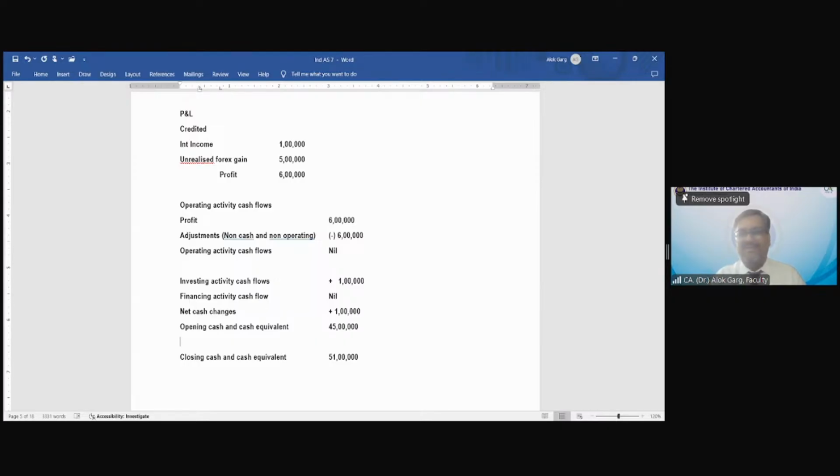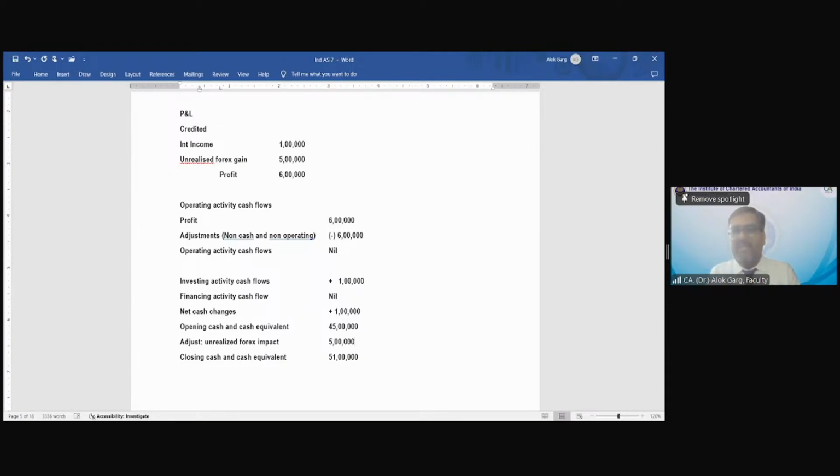What will happen here? It is 51. So you have to add, you have to adjust the unrealized forex impact so that it will tally with your balance sheet. Okay. Unrealized forex impact of how much?